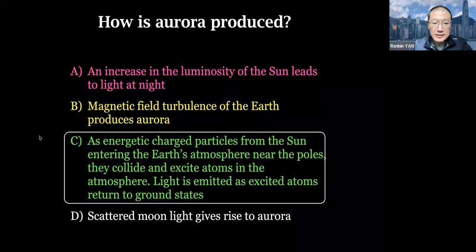Sometimes when there's very strong solar activity, such as coronal mass ejections, the Earth's magnetic field can get turbulent, and the solar activity can disrupt the magnetic field on Earth. But that is not the cause of the aurora. That can happen at the same time as you see auroras.